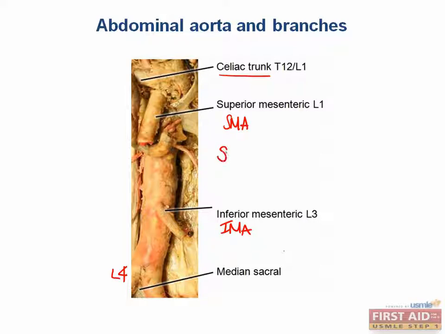A commonly tested concept is SMA syndrome. This is where the SMA traps between itself and the aorta a part of the duodenum, and this causes an intestinal obstruction.